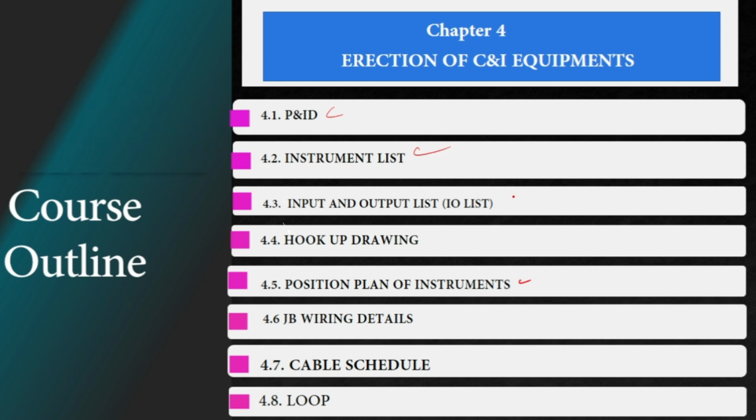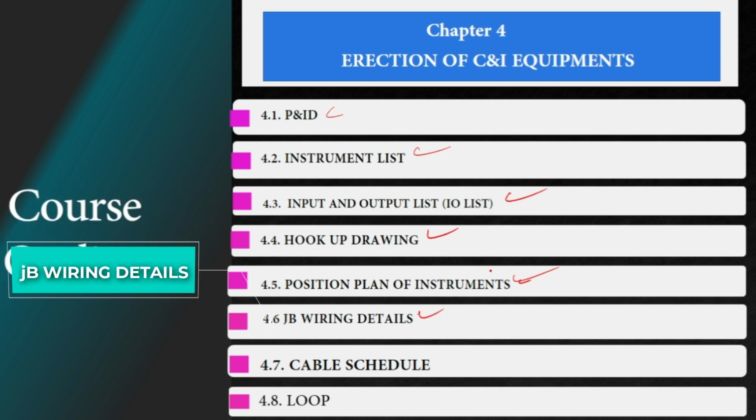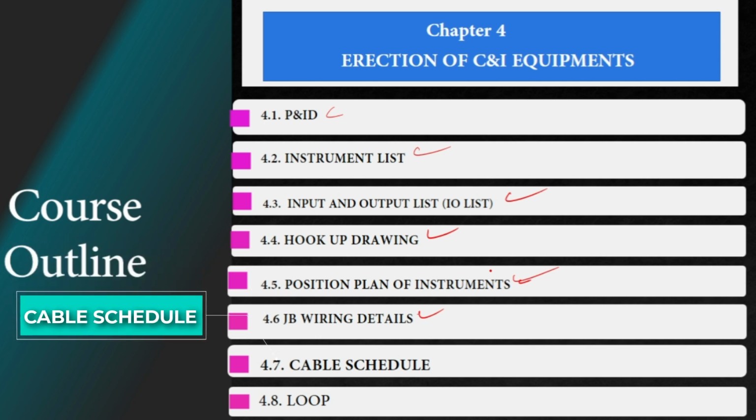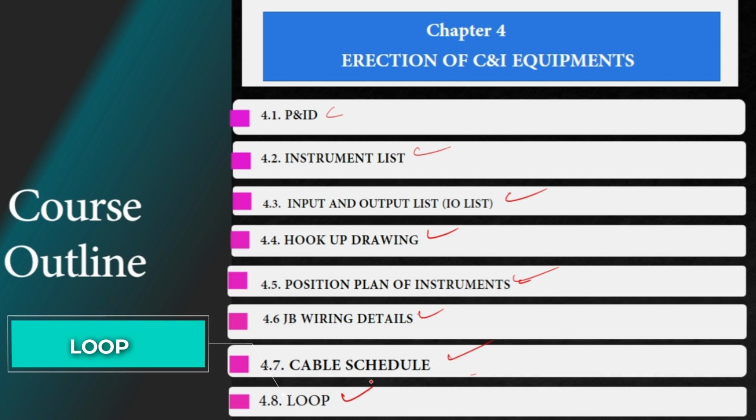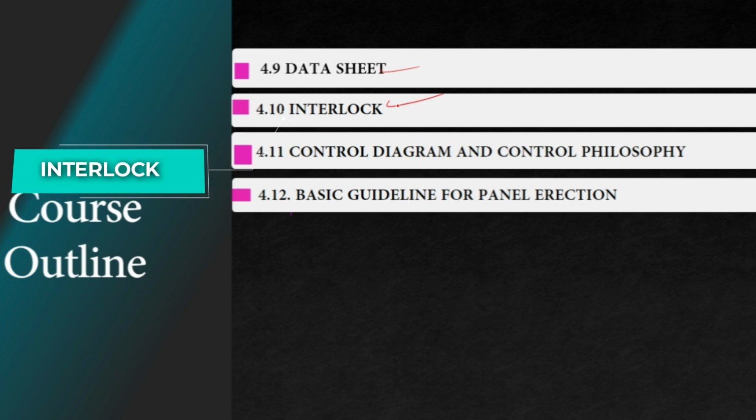hookup drawings we will see, then position plans of instruments we will see, then JB wiring details we will see, what the cable schedules are, types of cable schedules, what is the use of cable schedules, then loops and their types. Then we will see the data sheet. Then we will see interlocks. What are interlocks? And types of interlocks.